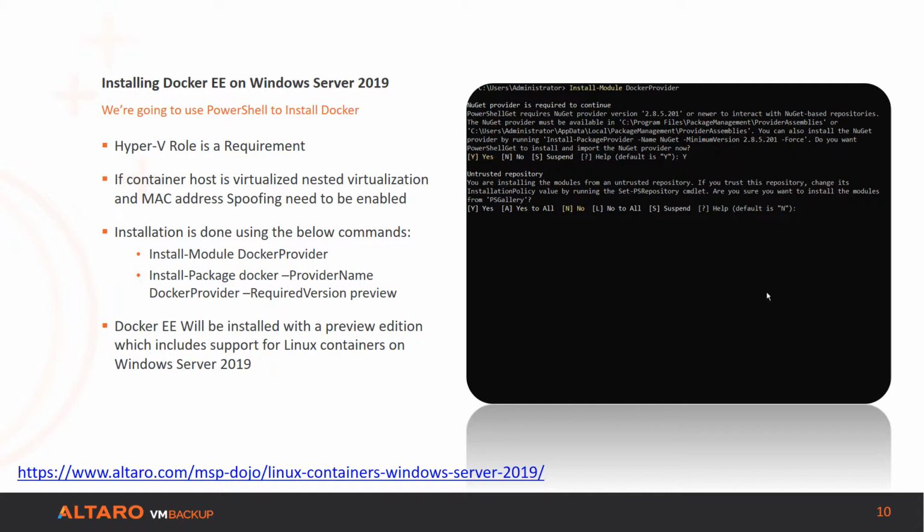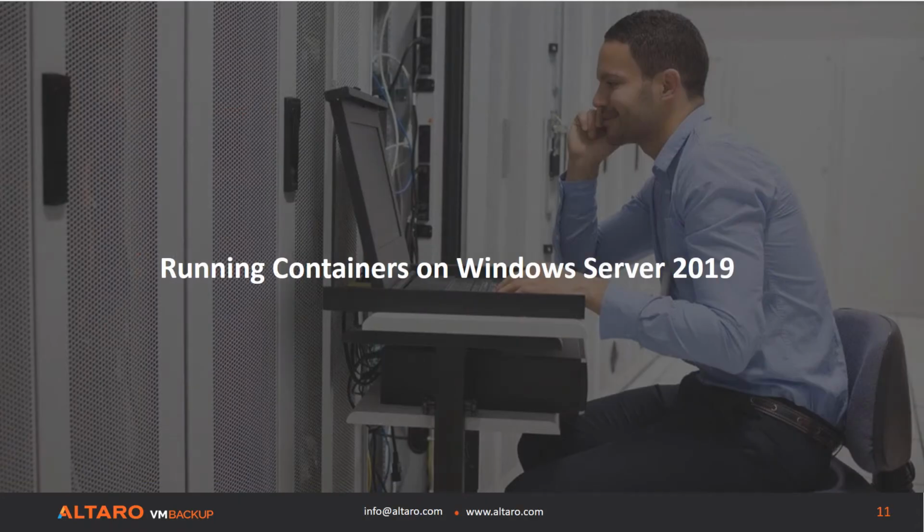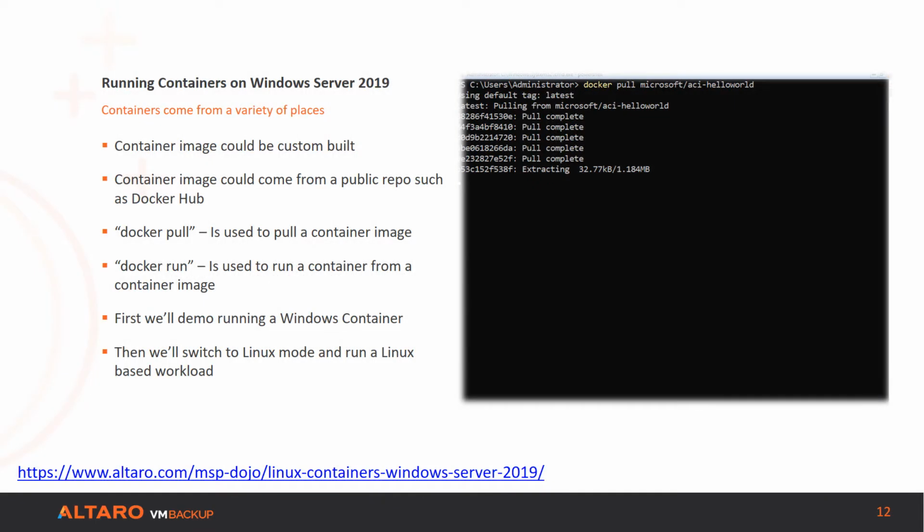Once that's done, it shouldn't take very long, but Docker Enterprise Edition gets installed, and you can double check that it's running just by issuing Get-Service Docker, just to make sure that the Docker service is there and running on the container host. And you should be ready for the next section of our talk, which is running containers on Windows Server 2019. And running containers is fairly simple.